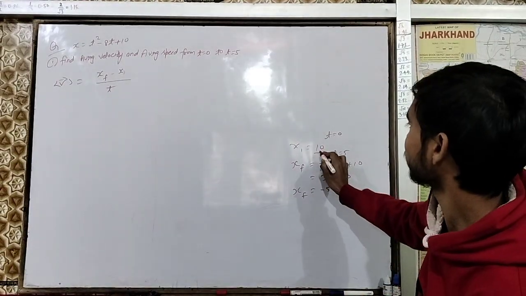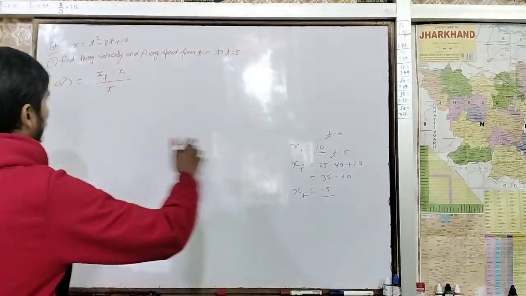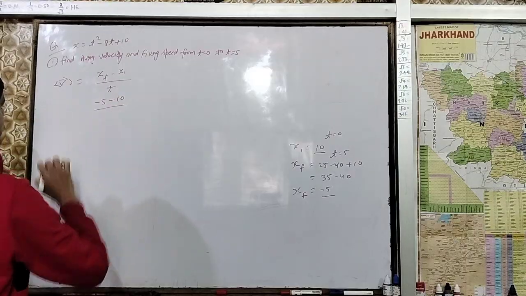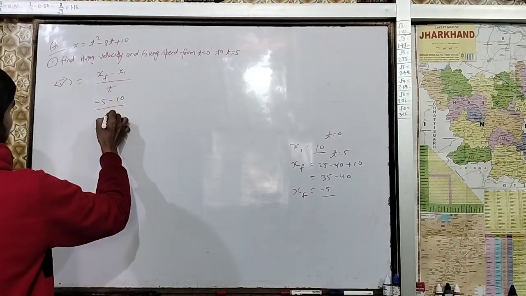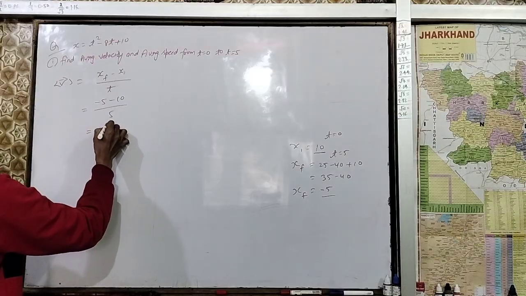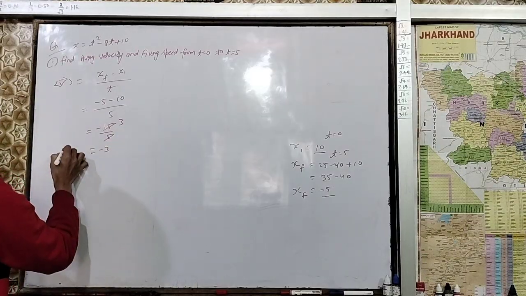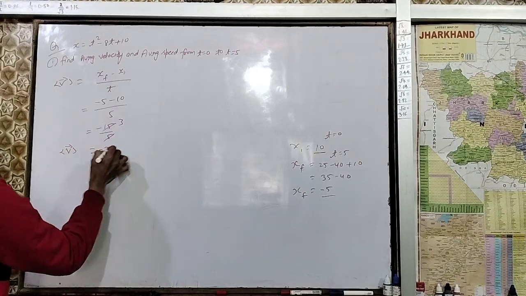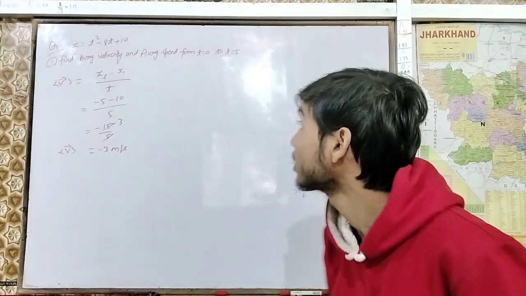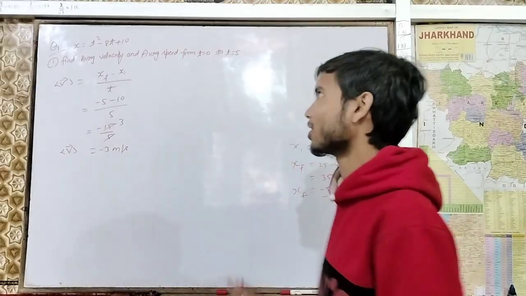x initial is this much and x final is minus 5. So minus 5 minus 10 upon time. How much is the time? Time is 5 seconds. So finally you get minus 15 upon 5. 5 3s are 15, so minus 3. Average velocity is minus 3 meter per second. So this is our average velocity.